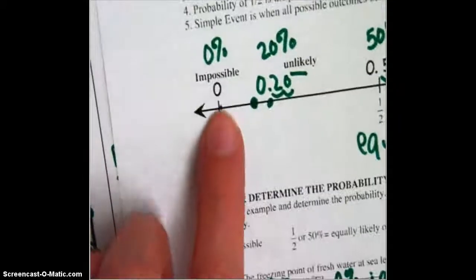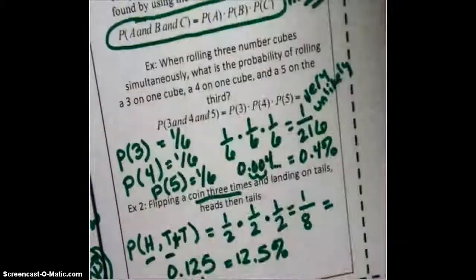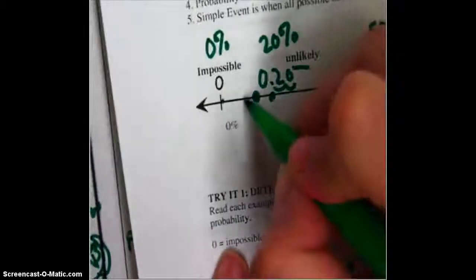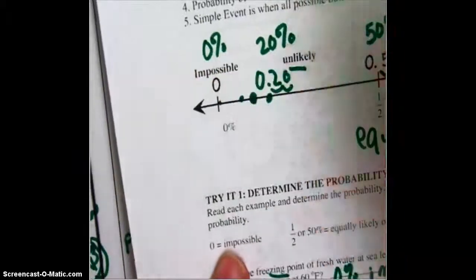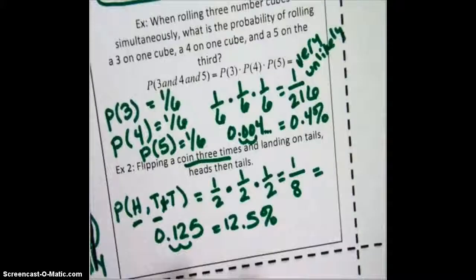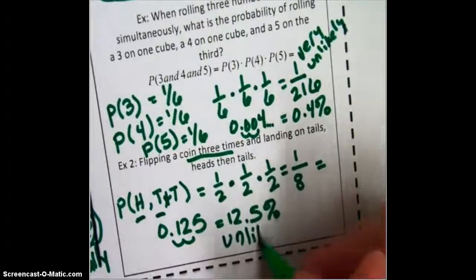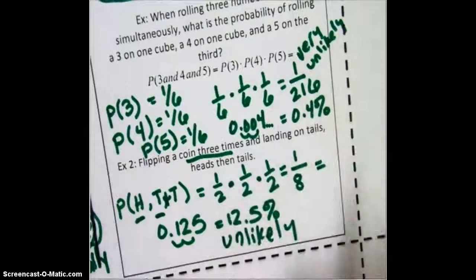And so with your 3 cubes, here was your chance here. 12.5% is about right here. You have a better chance of that happening, but look at how unlikely it is that it's going to happen. So I'm going to say that this is unlikely. It's unlikely that that's going to happen as well.